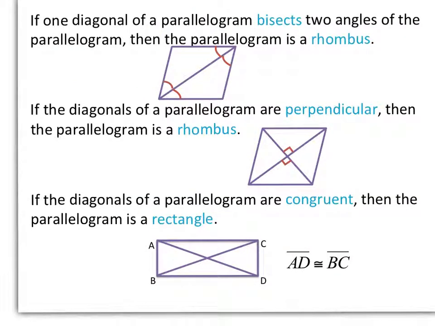If one diagonal of a parallelogram bisects two angles of the parallelogram, then the parallelogram is a rhombus. If the diagonals of a parallelogram are perpendicular, then the parallelogram is a rhombus. And if the diagonals of a parallelogram are congruent, then the parallelogram is a rectangle. So this is just reversing our definitions and saying that they still hold true.